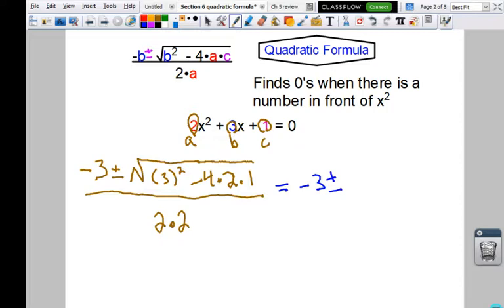So I plug this whole thing into Desmos and I get 1. So negative 3 plus or minus 1. This whole square root right here equals 1. You could take it a piece at a time. You could do 9 minus 8 and plug that in your square root. But instead I'm going to make it easy. I'm going to plug in the whole square root into my equation. And then I have divided by, on the bottom, 2 times 2 is 4.